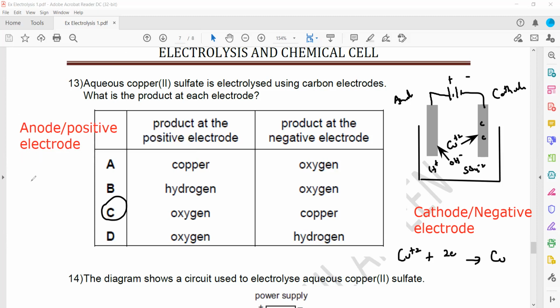So what we have is, because hydroxide ions will move there, when there are four hydroxide ions, they will lose four electrons and give oxygen as well as the water molecule. So whenever hydroxide ions are moving there, the result is oxygen gas, so we'll see a colorless gas or bubbles. That is why C is the right answer. Is it clear?